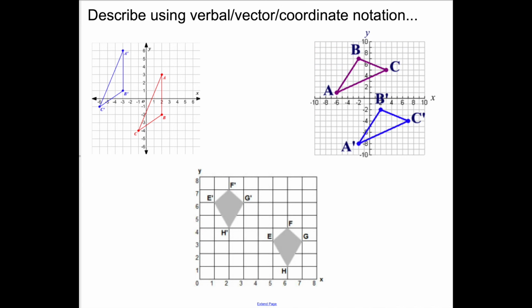Okay, so again, the thing without the prime is the pre-image. The thing with the prime is the image. So please take a moment and describe using verbal, vector, and coordinate notation. We'll pause the video. We're going to try to do that, and then when you're ready, unpause, and you can see what I got.